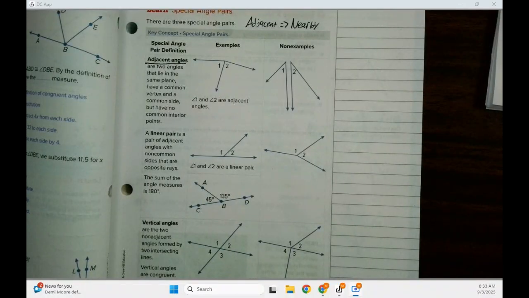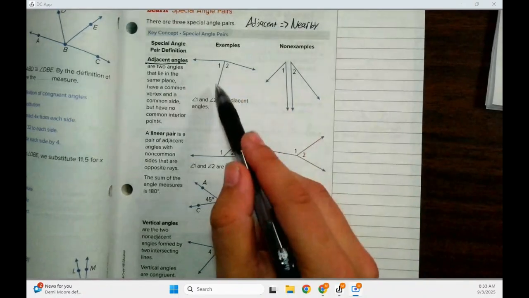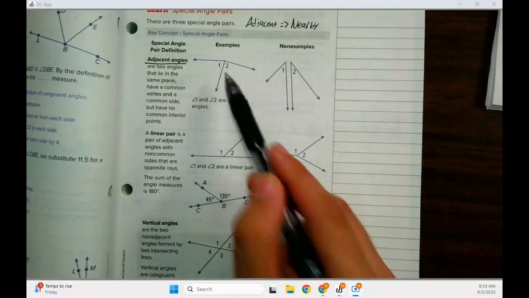They are two angles that lie in the same plane, okay? They have a common vertex that they're both sharing, right? And a common side, but they don't have really any common interior points. That's kind of the thing about it. For example, if I look here, you see how I have angles 1 and 2 where they're right on top of each other, but neither of those angles share any of the same points, right? Like F and H are not inside of the same angles. They're inside of different angles.